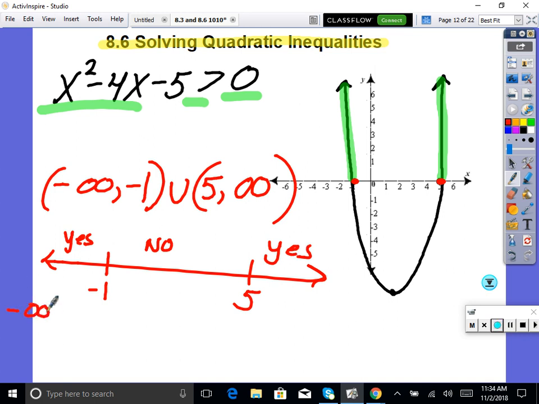So from negative infinity up to negative 1, you guys see how it works out the same way? This is where the yeses were. And then from 5 to infinity, and then you'd say, does it include 0? No, so not including that, not including that. It's just a different way of getting the answers.